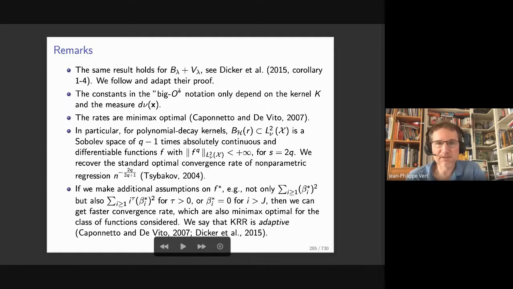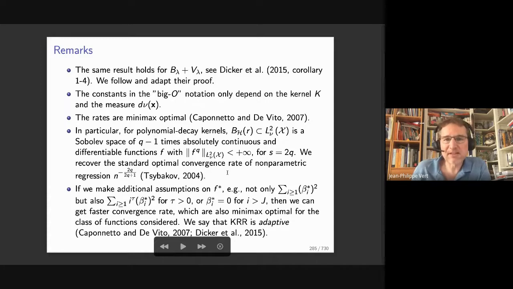It's not a big comment. I already said that the rates are good in the sense that they are minimax optimal. I already mentioned that in the case of Sobolev spaces, the speed n to the power minus s over s plus 1 is optimal. And if you want to know more, I encourage you to have a look at any reference, including the excellent book by Sasha Tsybakov on non-parametric regression.